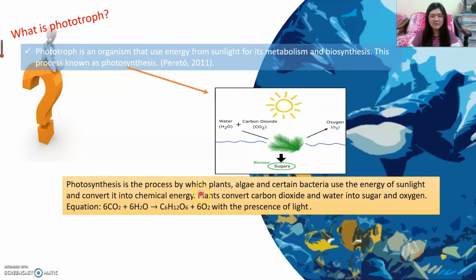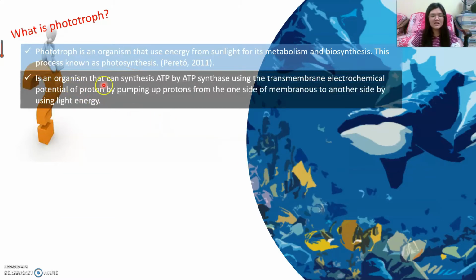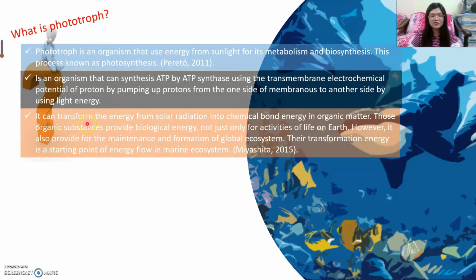Photosynthesis is a process by which plants, algae, and certain bacteria convert carbon dioxide and water, in the presence of sunlight, into oxygen and sugar. Besides that, phototrophs are also organisms that synthesize ATP by ATP synthase, using the transmembrane electrochemical potential of protons by pumping protons from one side to another side using light energy. It can also transform the energy from solar radiation into chemical bond energy in organic matter.